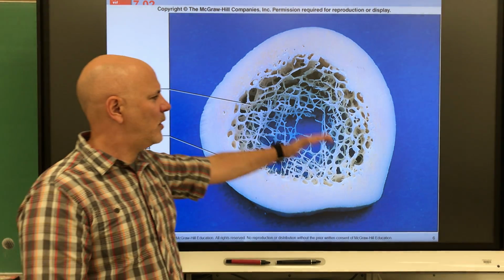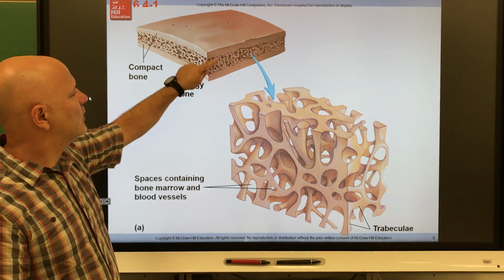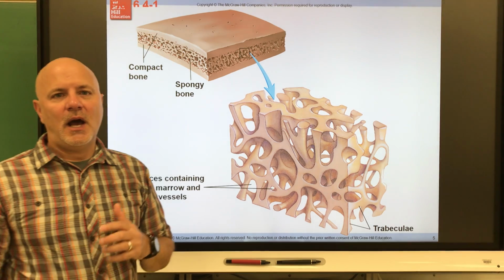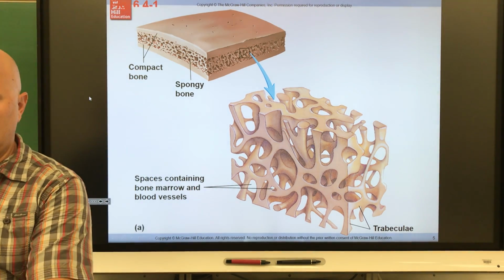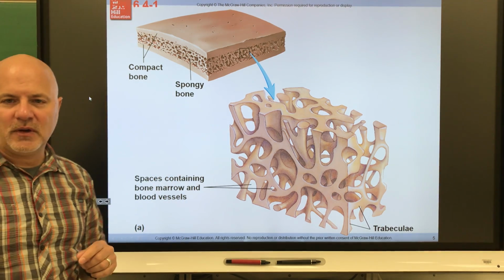Instead of having solid bone all the way through the interior of the bone, we can see here the interior of the bone has spongy bone. All right, and so red bone marrow resides within those small cavities.